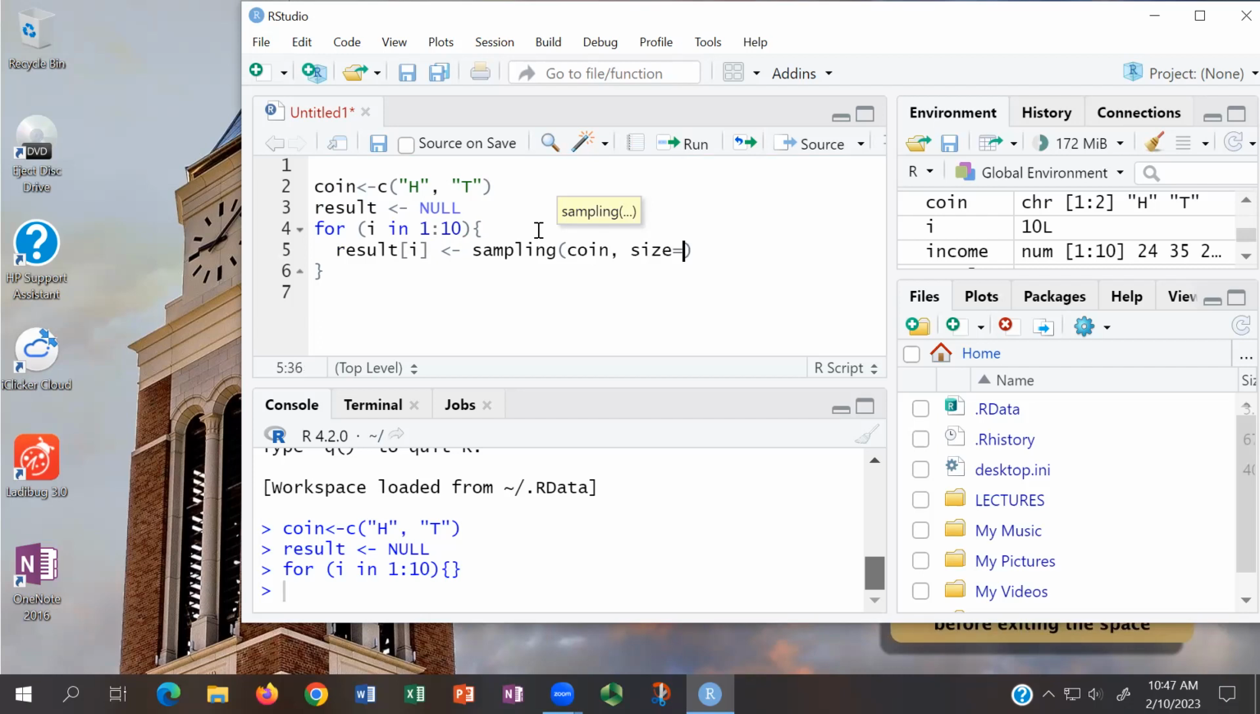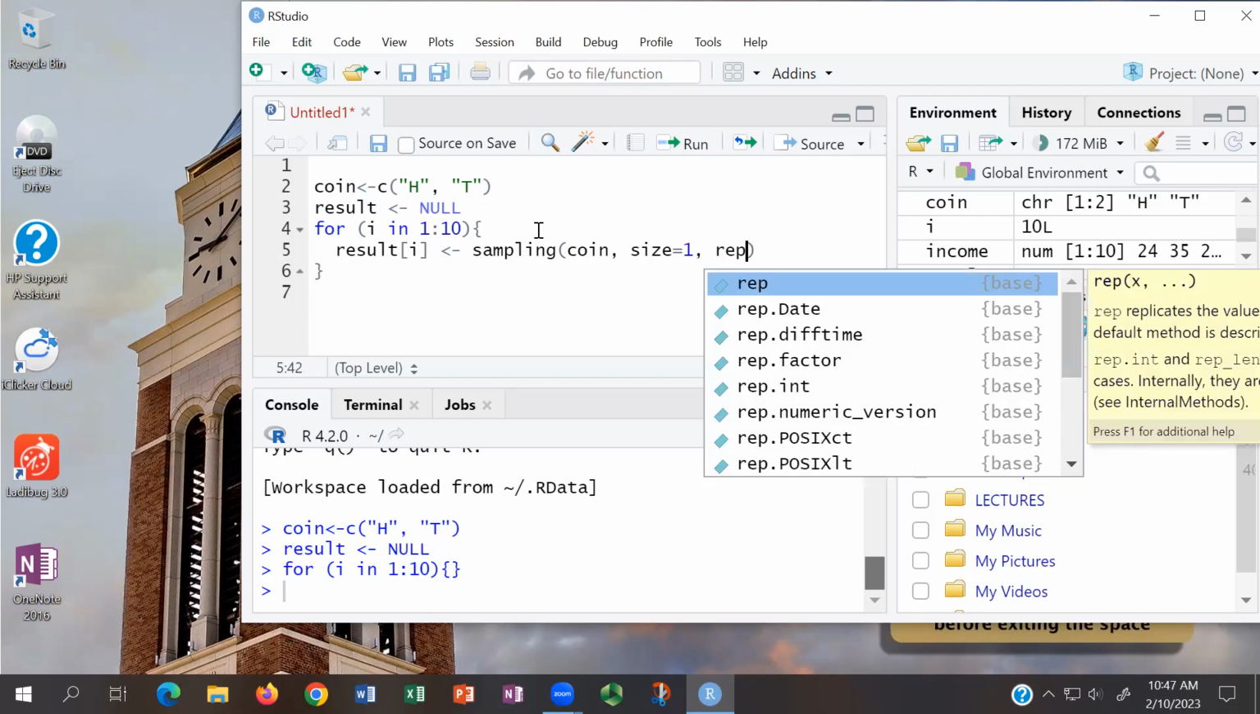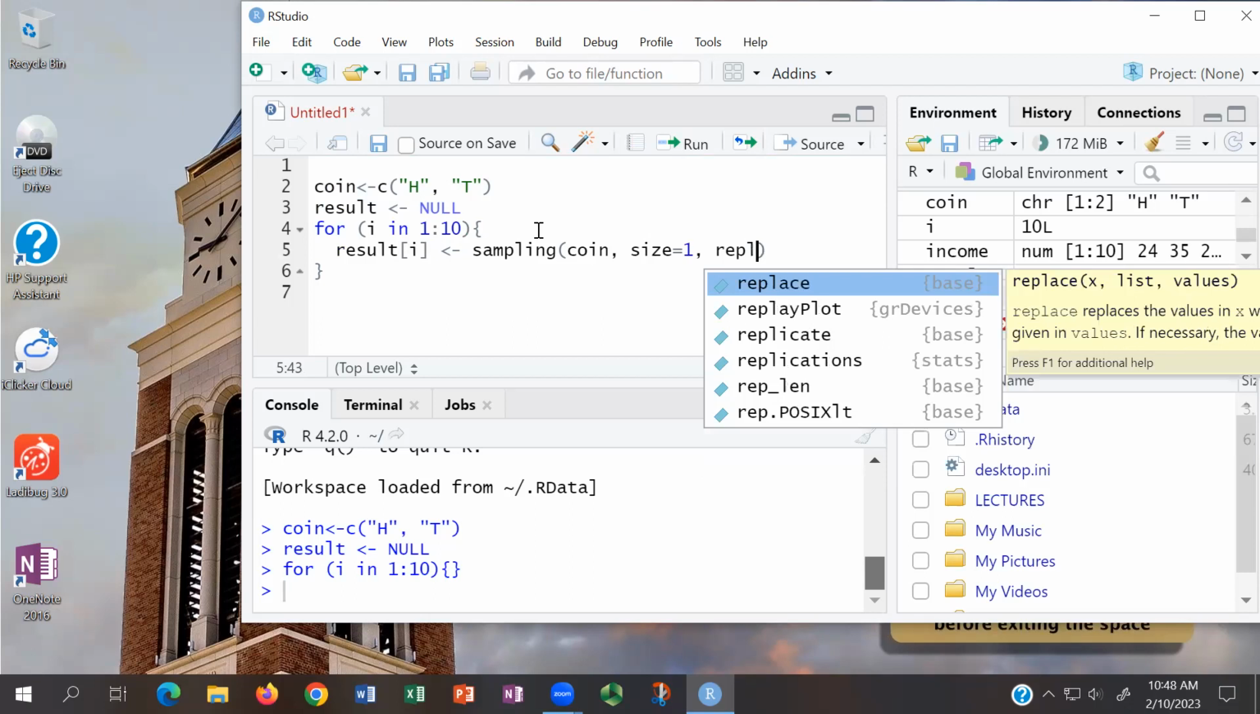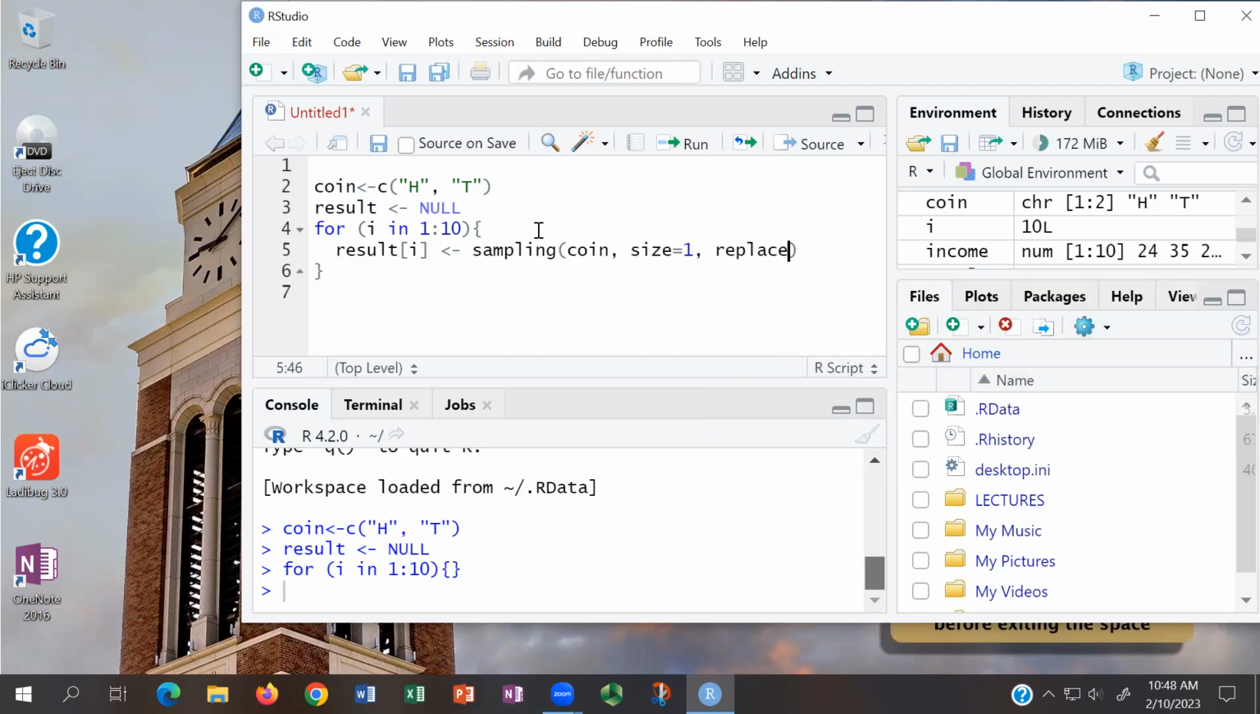And size 1, size 1 means I have 1 coin. It's supposed to have like 2 coins, 3 coins. Replacement, do you guys remember replace? Replacement, without replacement? Replace, I'm gonna put TRUE. And then my table of result. Spit out the result in table form, that's all. So let me run all that.